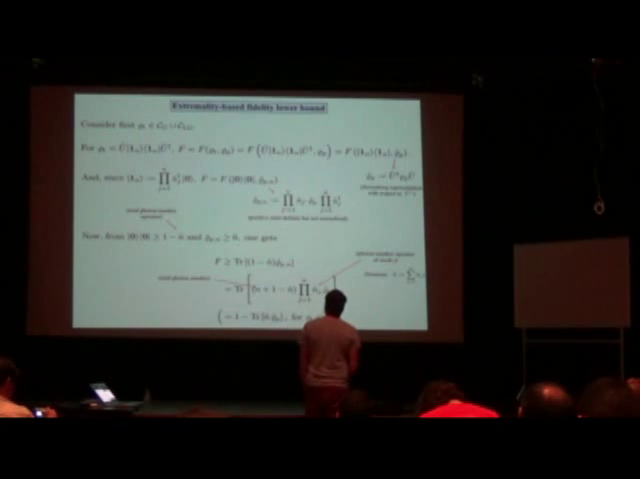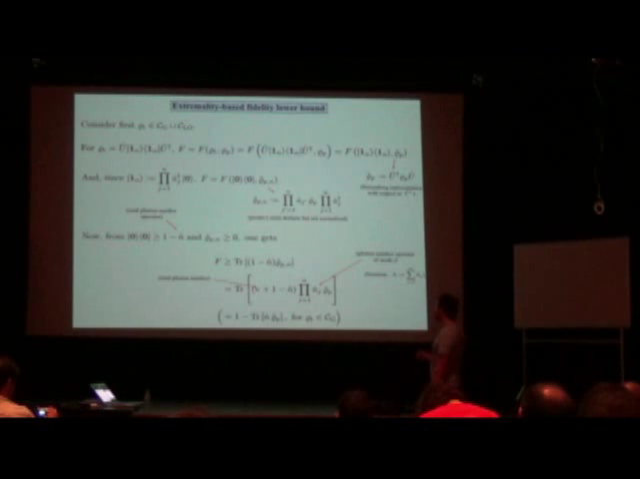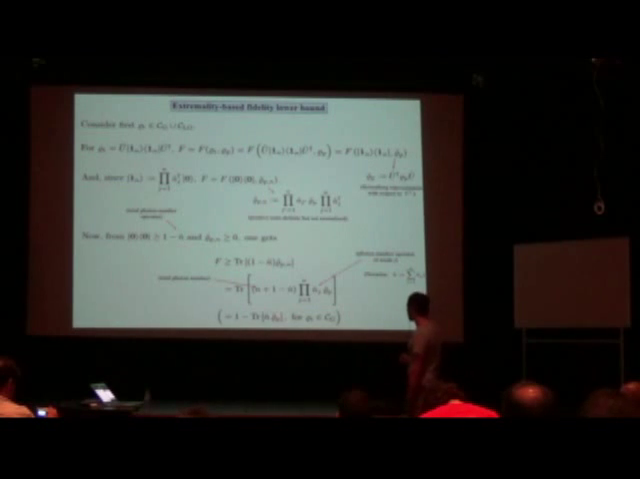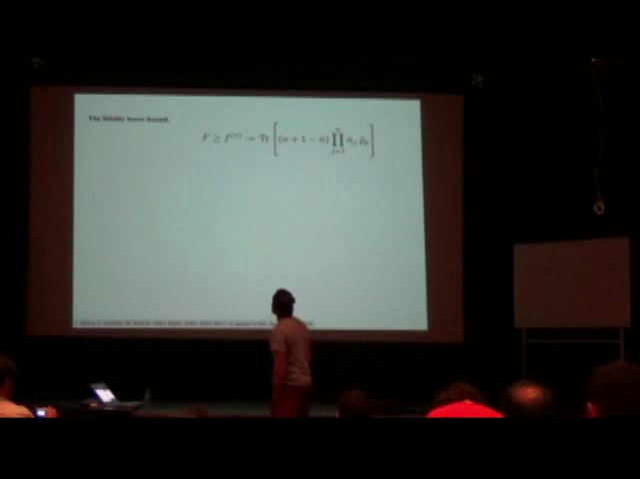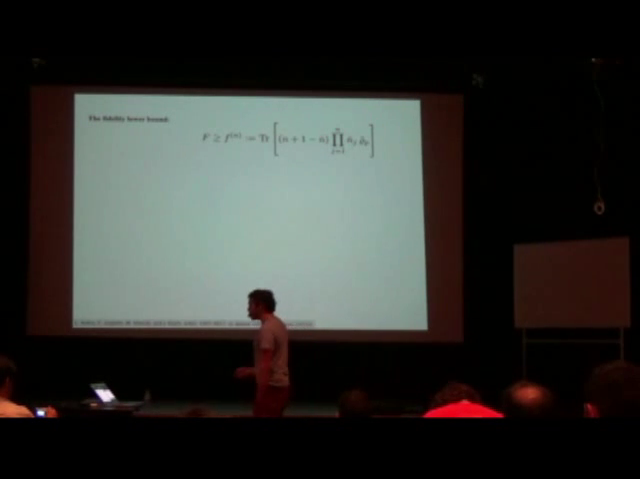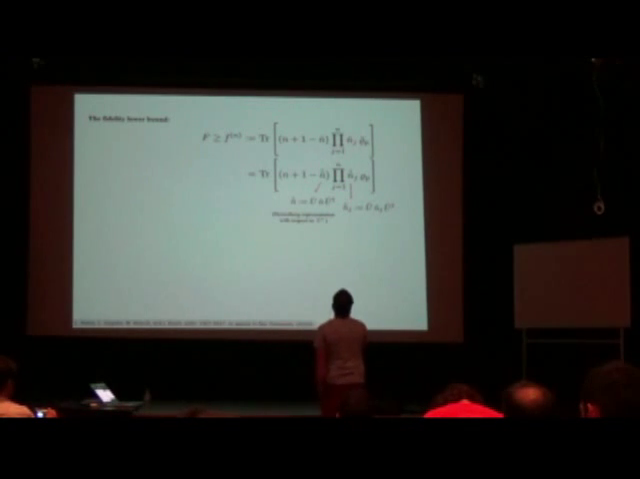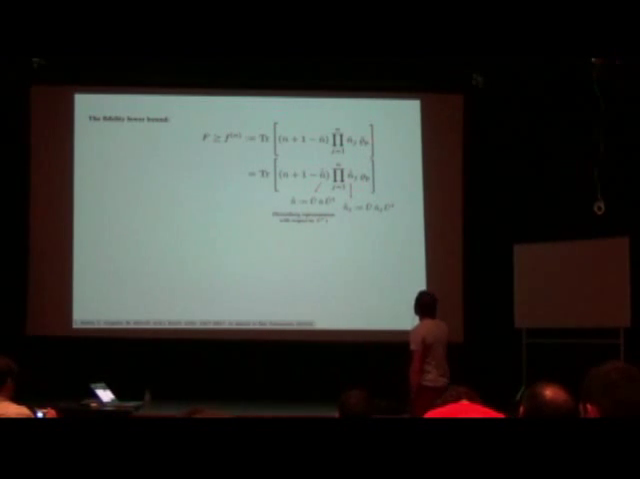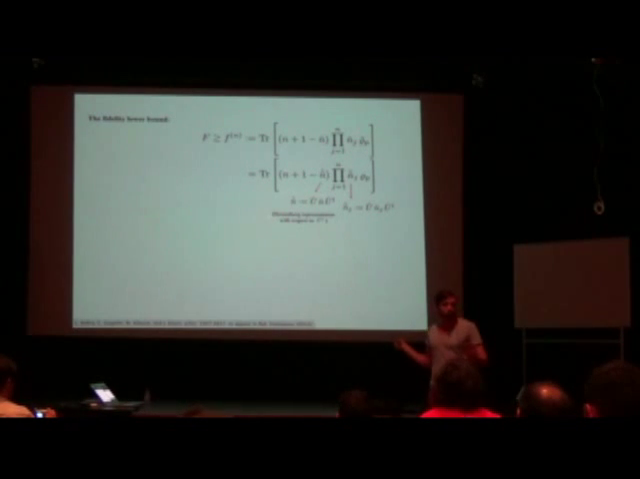It's easy. For instance, in the Gaussian case, when the input number of photons is zero, you can see that this reduces to this bound. So again, it's an extremality-based bound. It's extremal in the sense that we still have a tilde here, which refers to the Heisenberg representation of the preparation.